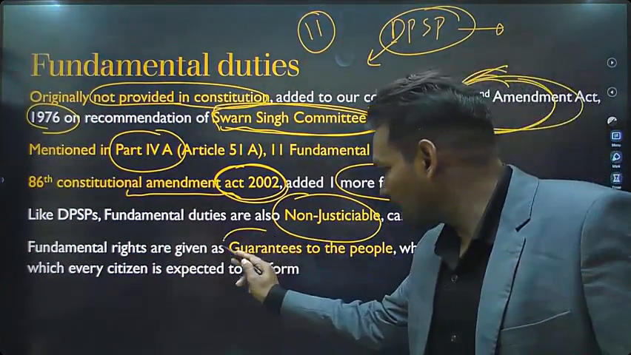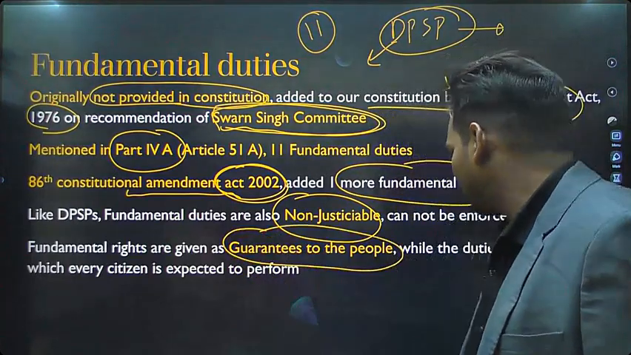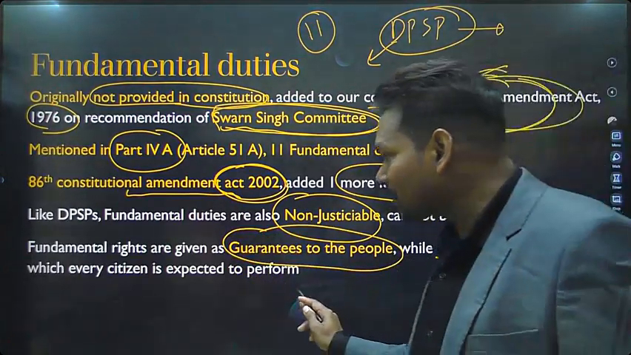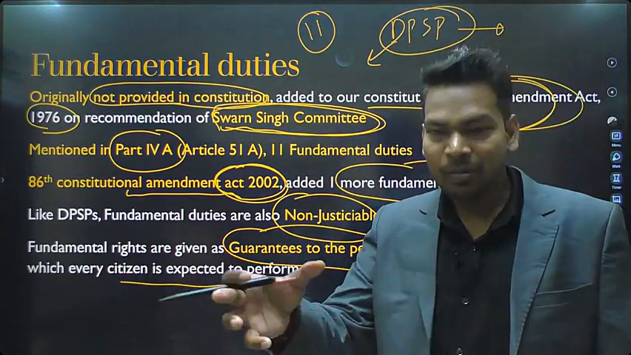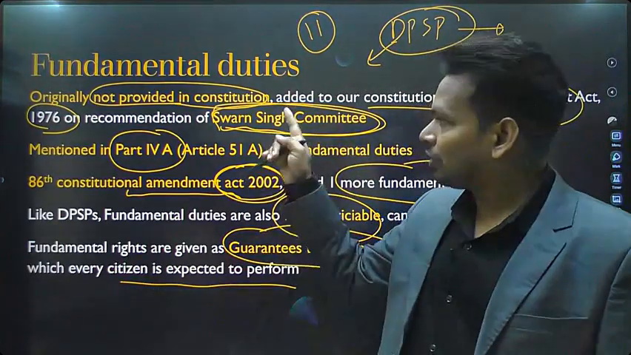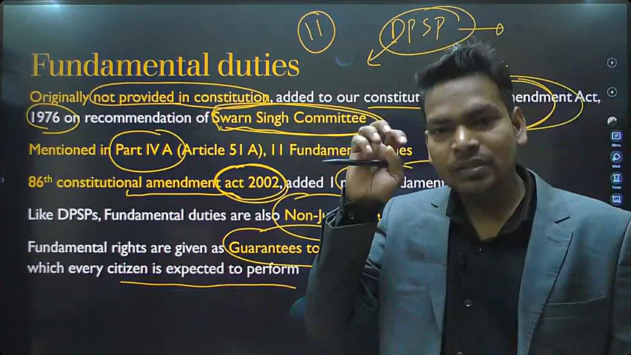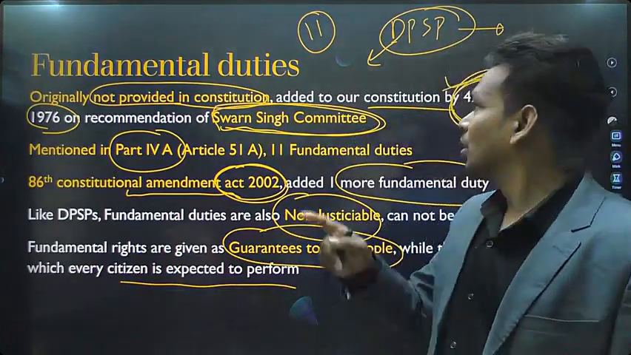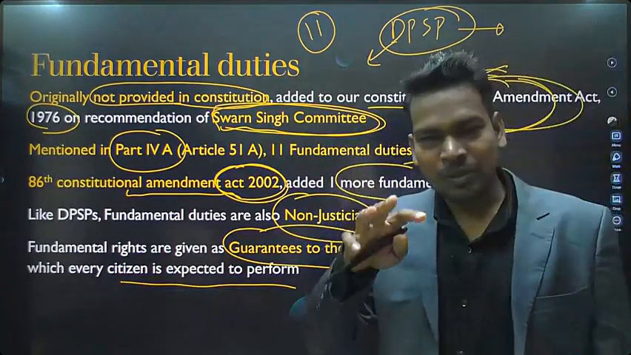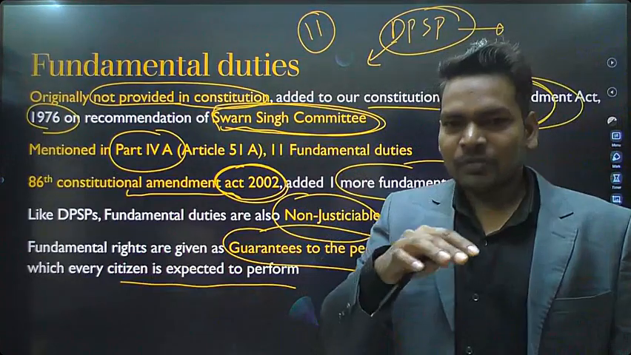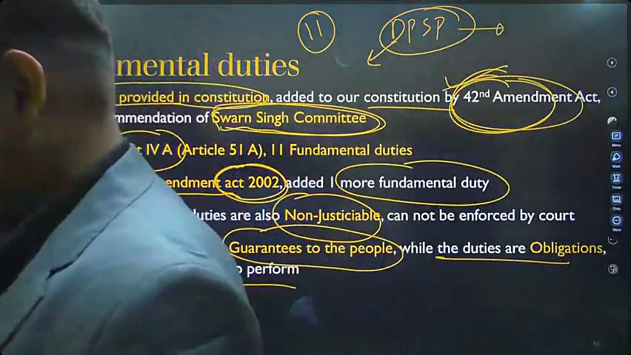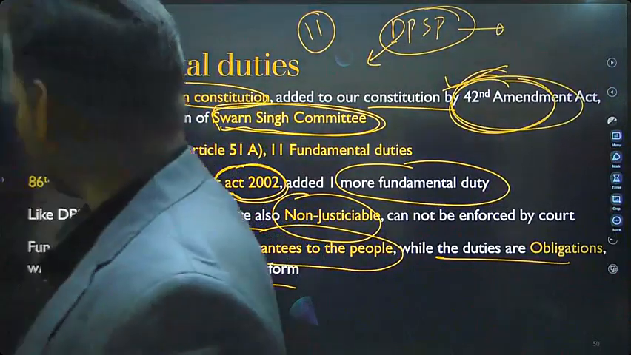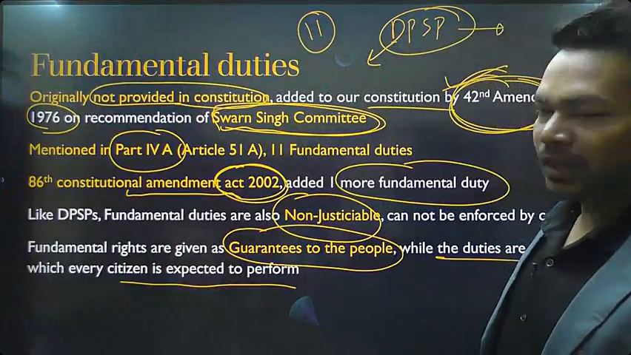Fundamental rights are given as a guarantee to the people, while duties are obligations expected from every citizen. These are moral obligations, you can say. So fundamental duties are obligations or expectations from a citizen, while DPSPs are obligations or expectations from the state, meaning the country or any state. Okay, so I think till now it is clear, fundamental duties and fundamental rights.